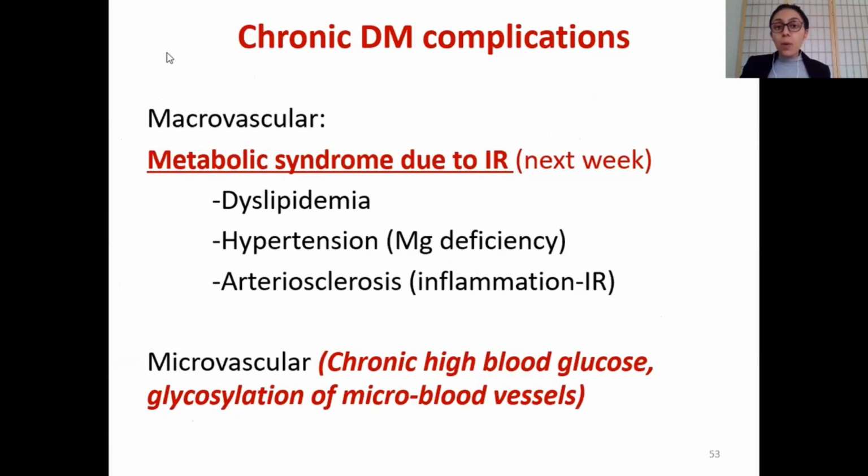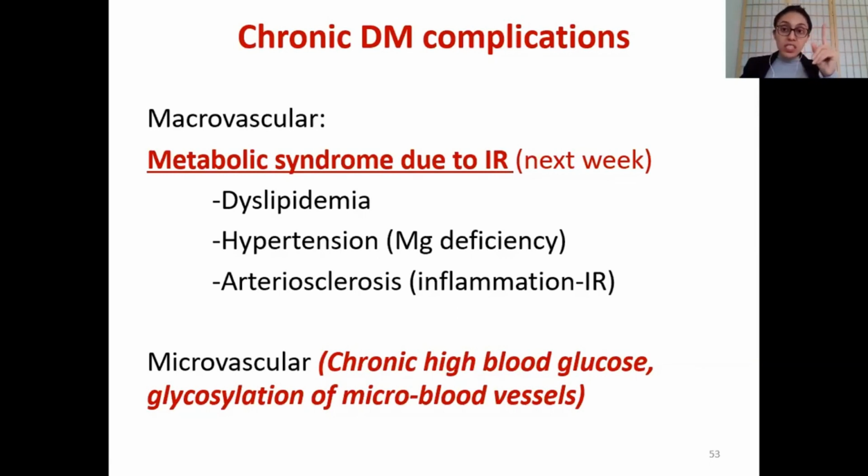So now moving to chronic diabetic complications, where you have macrovascular complications. One of the biggest complications you see in a diabetic individual, macrovascular meaning where your big blood vessels are affected, okay, like your arteries, veins, things which you can easily see. So macrovascular complications include metabolic syndrome secondary to insulin resistance. Metabolic syndrome is a cluster of disease which has dyslipidemia, hypertension, atherosclerosis.